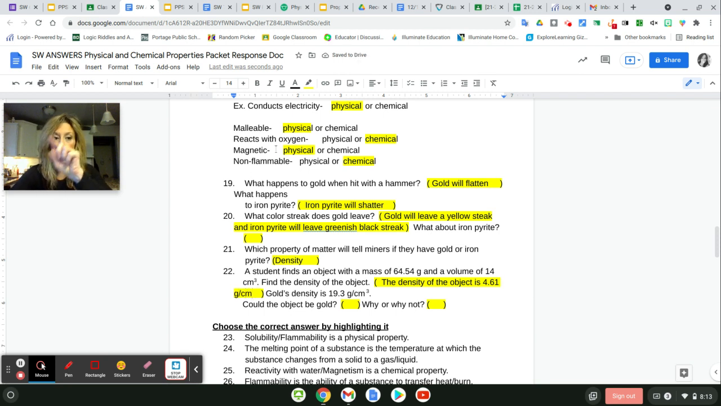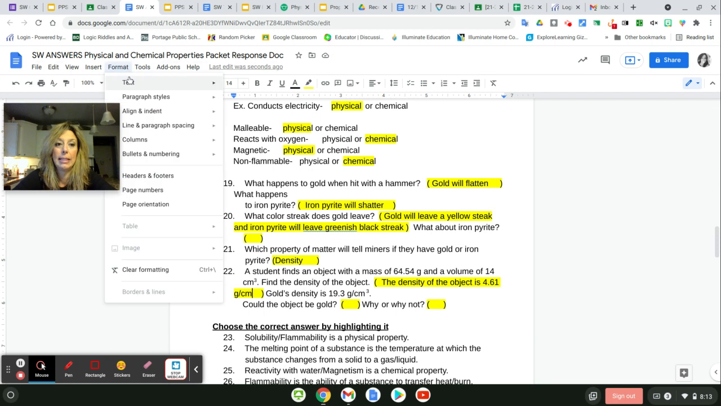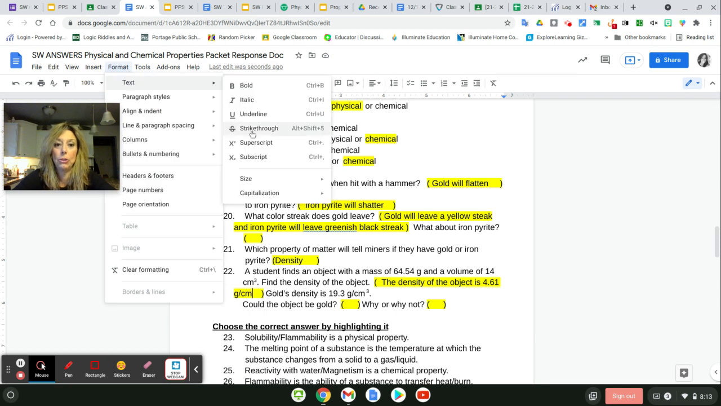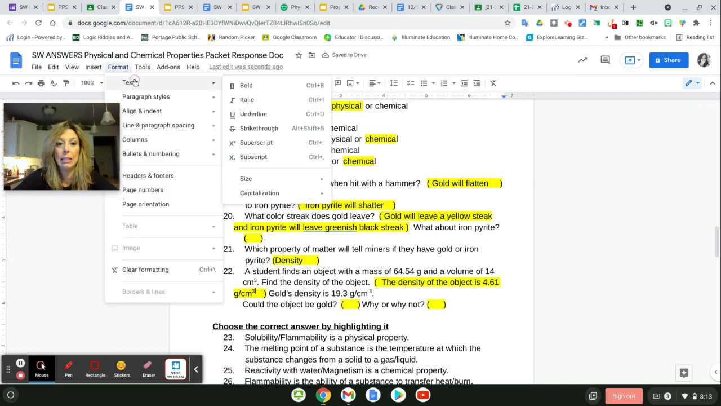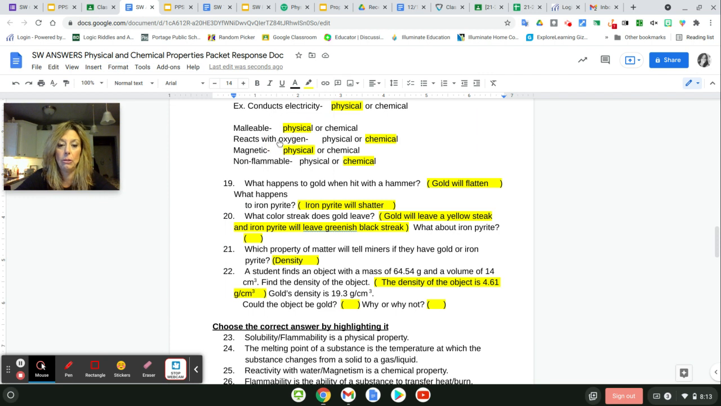So to do the little 3, you're going to go up to Format, Text, and Superscript. Type in your 3, and to get out of it because you don't want it to stay up there, go back to Format, Text, Superscript, and you get out of it. Okay, so gold's density is 19.3 grams per cubic centimeter. Could the object be gold? And the answer is no. It doesn't have the same density.